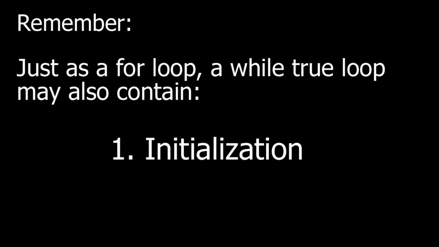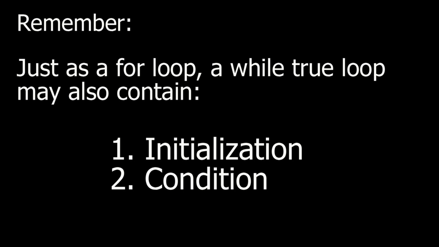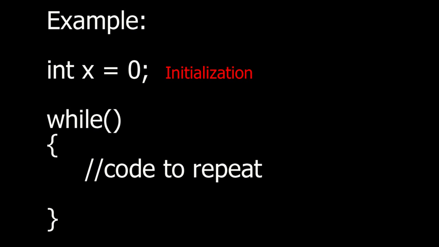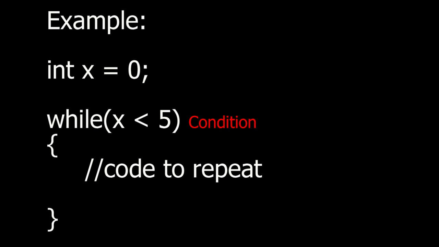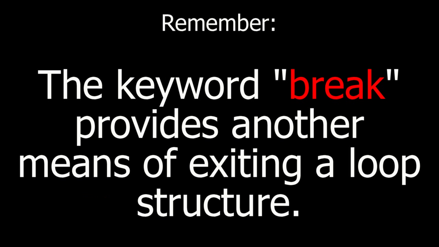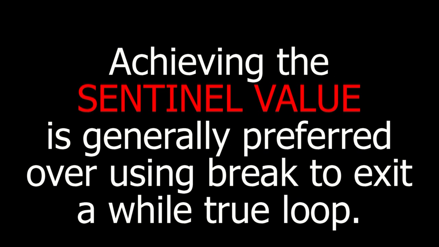Remember, just as a for loop, a while true loop may also contain an initialization, a condition, and an update. For example, in the following while true loop, the code to repeat goes in curly braces. Int x equals 0 would be the initialization above. Inside the parentheses, while x is less than 5 would be the condition, and the postfix increment, adding 1 to x, would be the update. Remember, the condition required to exit a while true loop is called the sentinel value. The keyword break provides another means of exiting a loop structure. Achieving the sentinel value is generally preferred over using break to exit a while true loop.